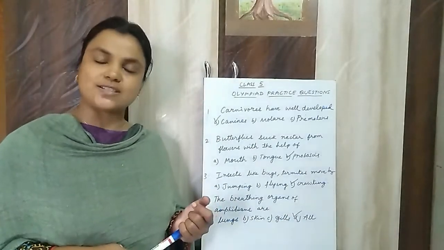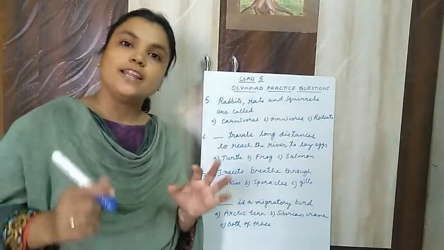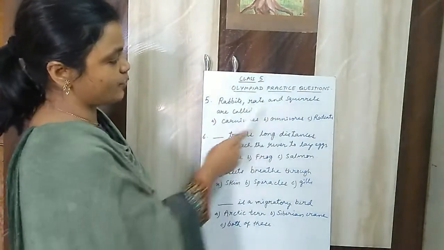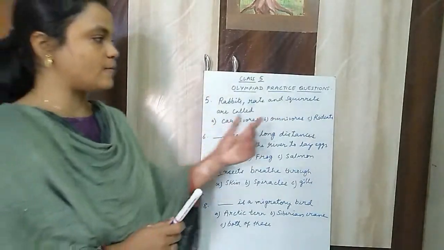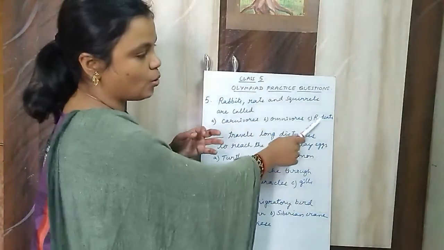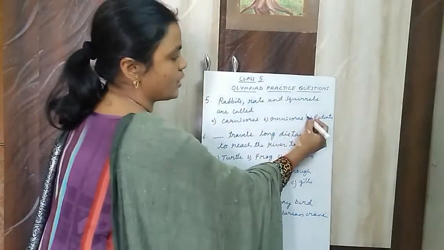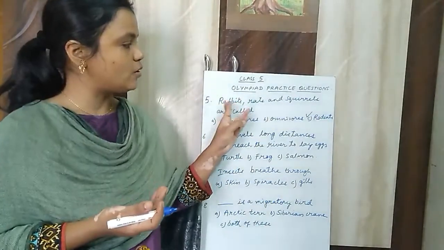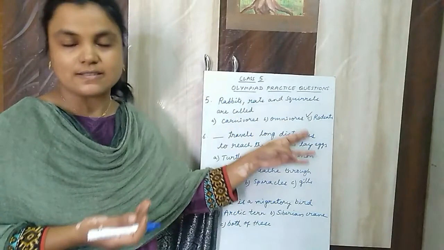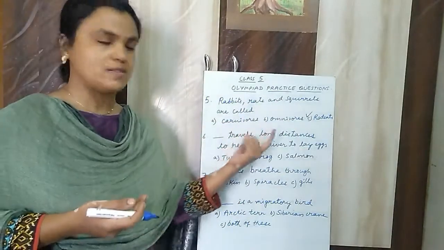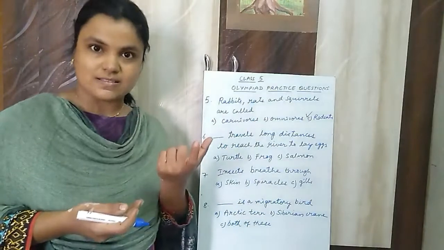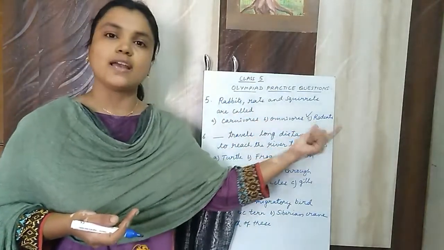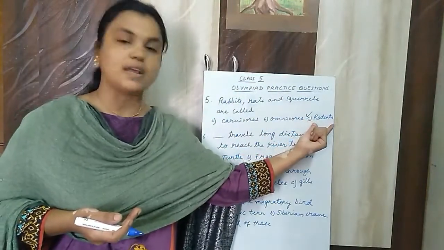Okay. Let's see some more questions now. Rabbits, rats and squirrels are called, what are they called? Specifically they are called rodents, children. Even capybaras are also called rodents. Carnivores and omnivores is not specific. They usually eat grains, isn't it? So not particularly carnivores or omnivores, but they are called a specific group that is named rodents.